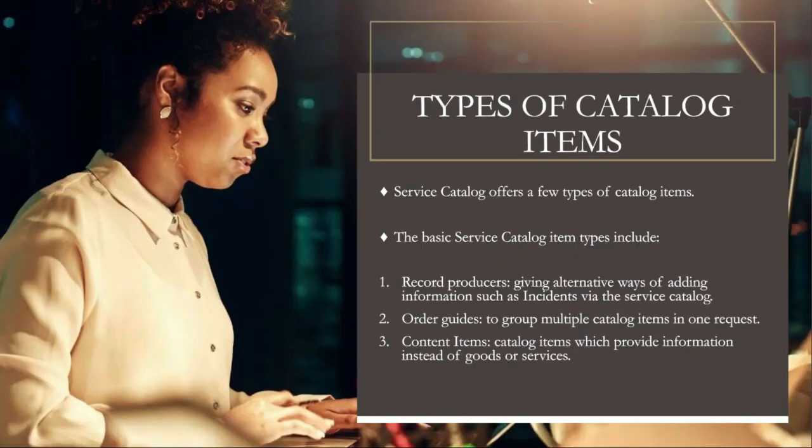So let's move further. Types of catalog items. Service catalog offers a few types of catalog items. Basic service catalog item types include record producers, order guides, content items. Record producer is an alternative way of adding information such as incidents via the service catalog. Order guide is used to group multiple catalog items in one request. Content items: catalog items which provide information instead of goods or services.